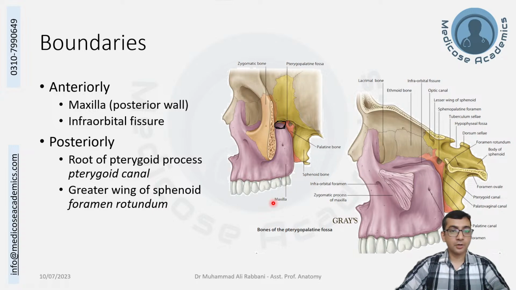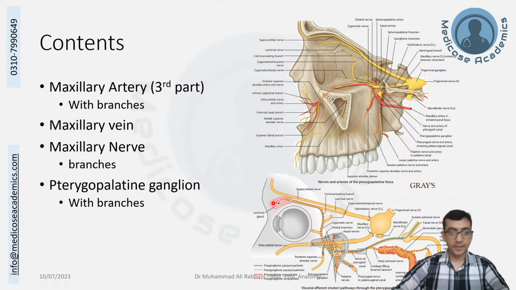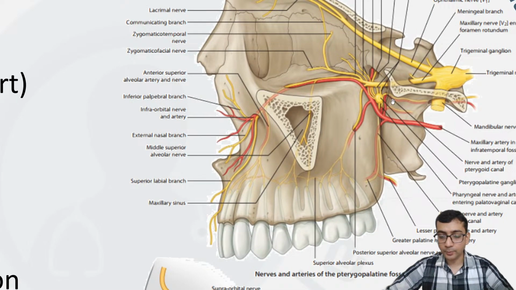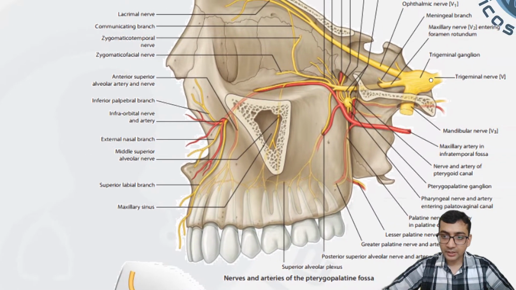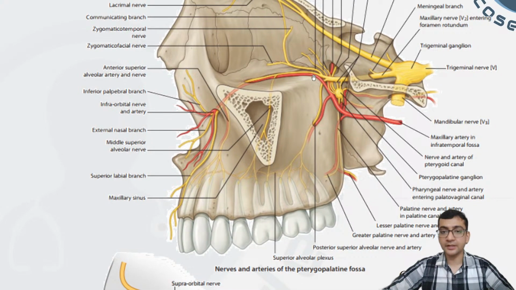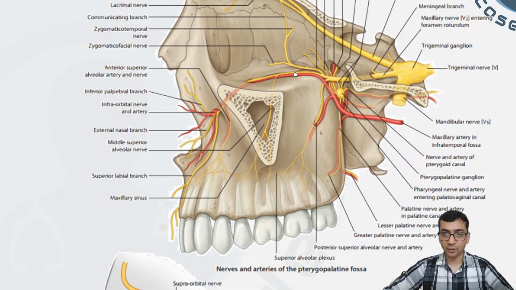So having talked about all of the boundaries of the pterygopalatine fossa, the contents include the third part of the maxillary artery with its 5 branches. I will discuss it. The corresponding veins, maxillary nerve, it is having a very short course in the pterygopalatine fossa. It is coming from middle cranial fossa through foramen rotundum, entering the pterygopalatine fossa in its upper aspect and immediately exiting from the infraorbital fissure into the orbit.